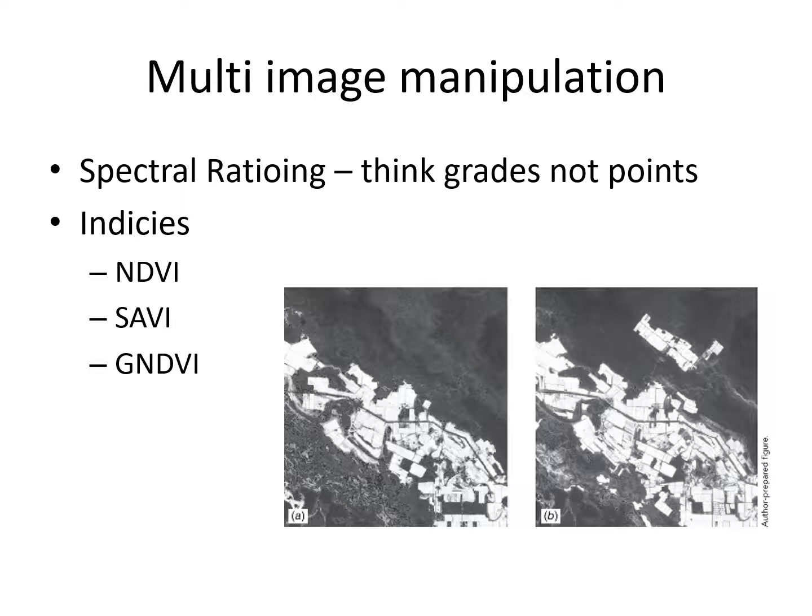Even if the sun's energy goes up or down, the amount of energy in each band will go up and down, but the ratio of one band to the other should remain constant. So you can use this spectral ratioing to do that. And then there are indices like the NDVI, the SAVI, the GNDVI, all acronyms for various types of indices.